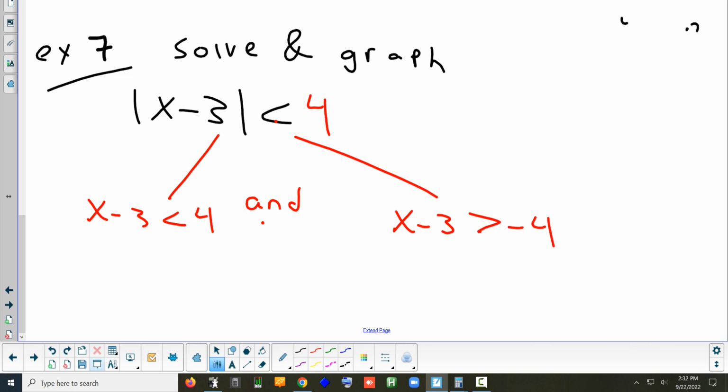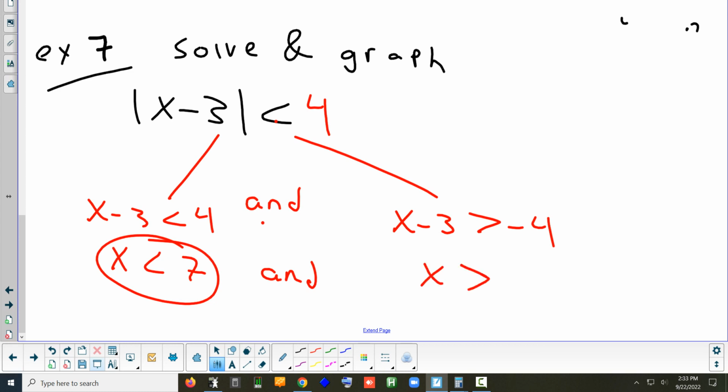And once you do this, there's 2 of them, but they're usually relatively quick and simple to solve. So just add 3 on both sides. X is less than 7. And x is greater than how much? Negative 1. So x is smaller than 7, but bigger than negative 1. Yeah, that makes sense. You could do that. And that's it. So that's an absolute value inequality. Any question on that?